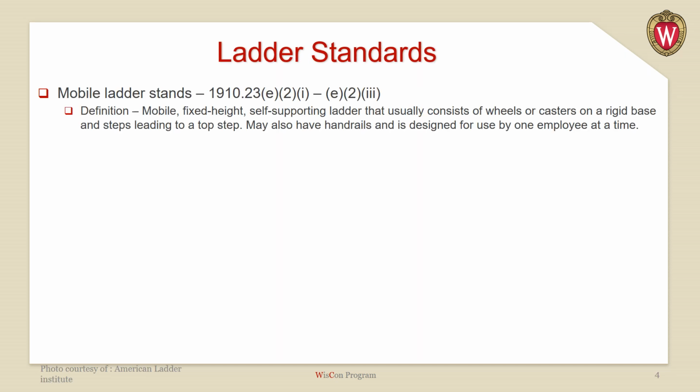Getting a little more into detail, a lot of the confusion that we see is what exactly is a mobile ladder stand and what exactly is a mobile ladder stand platform. If you look into the standard a little deeper, 1910.23 E2(i) through E2(iii) talks about mobile ladder stands themselves. The definition is a mobile, fixed height, self-supporting ladder that usually consists of wheels or casters on a rigid base and steps leading to a top step. It may also have handrails and is designed typically for use by one employee at a time.